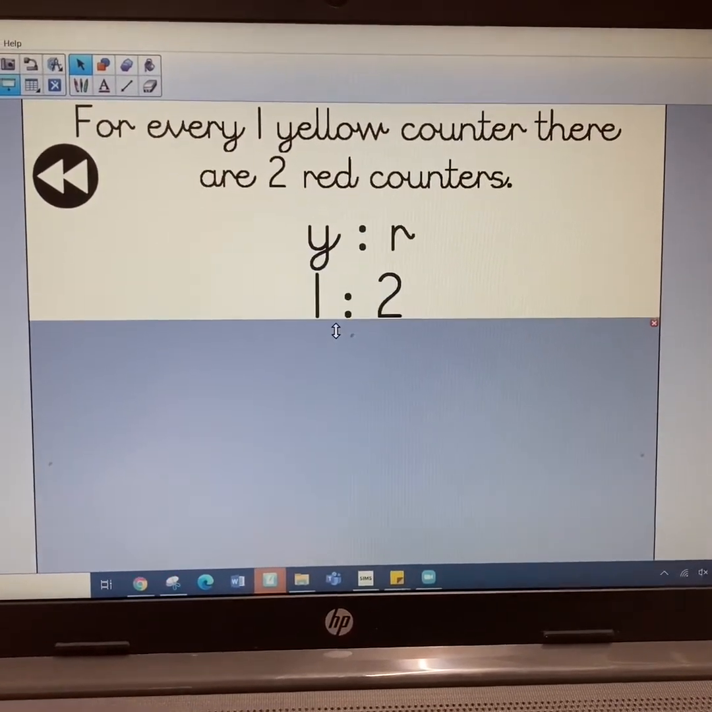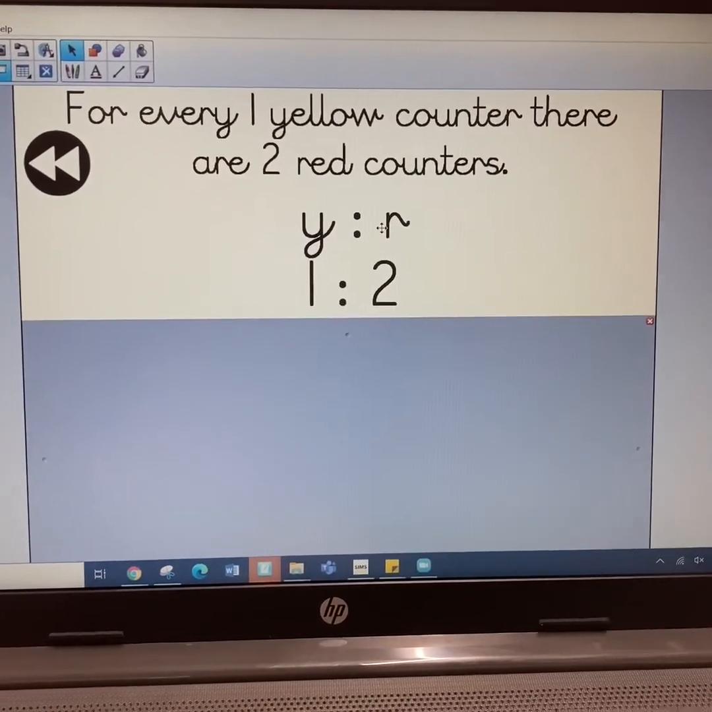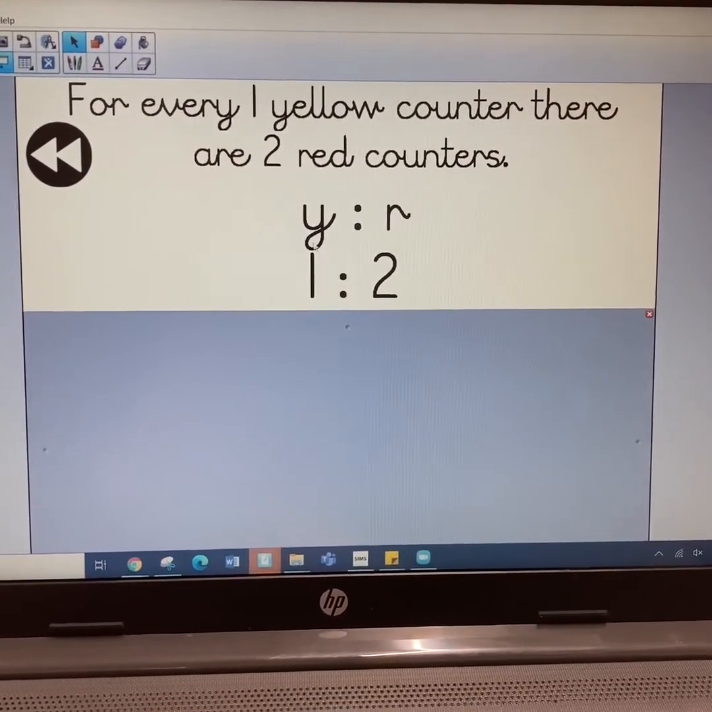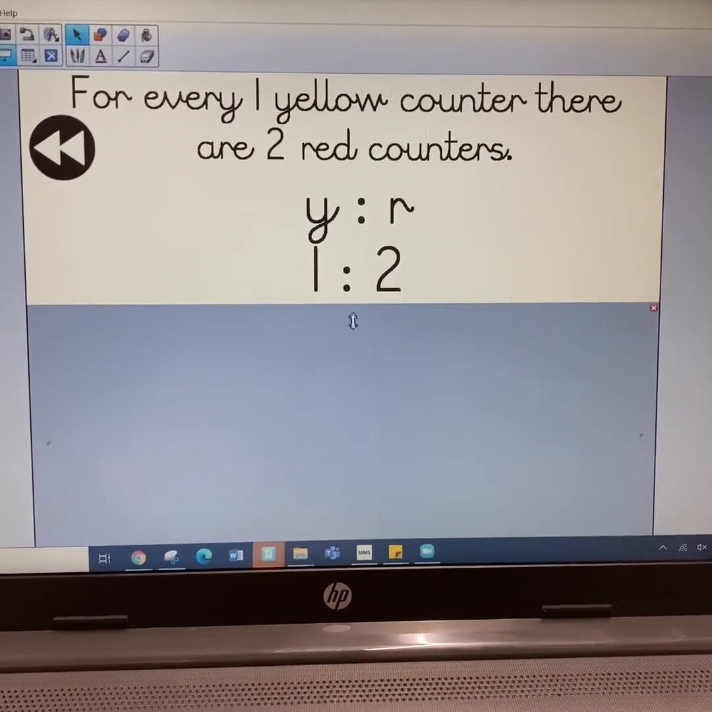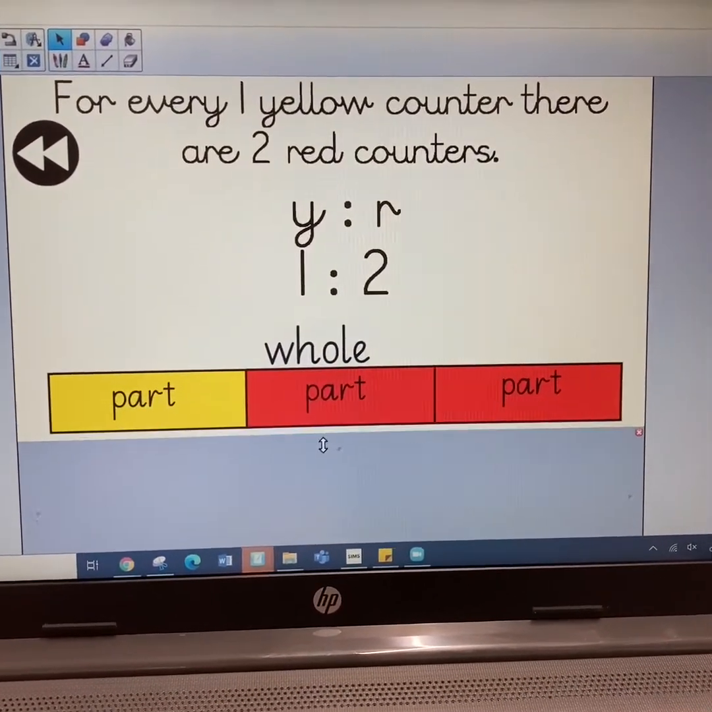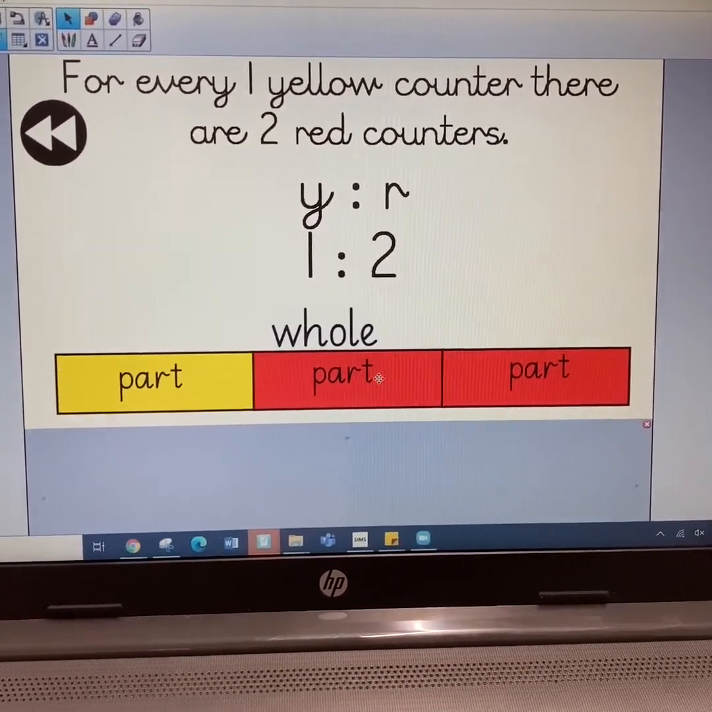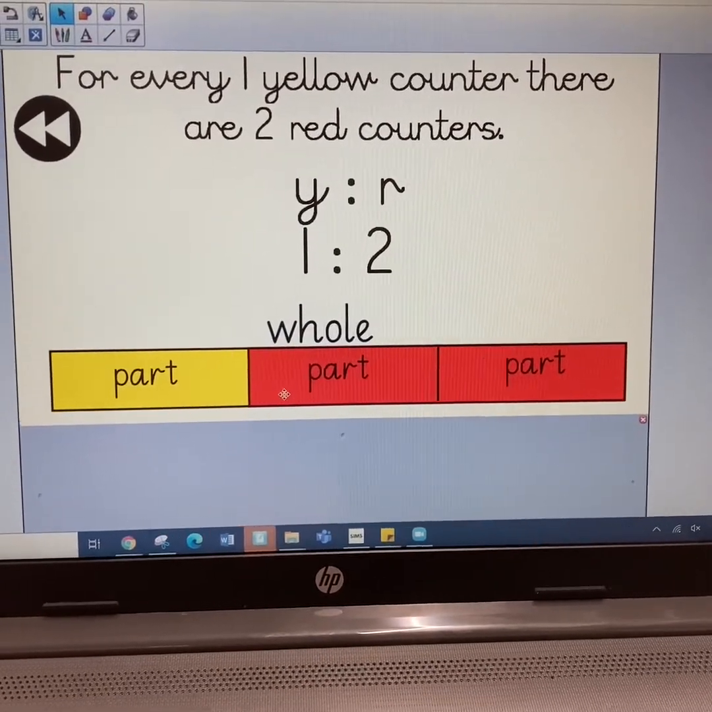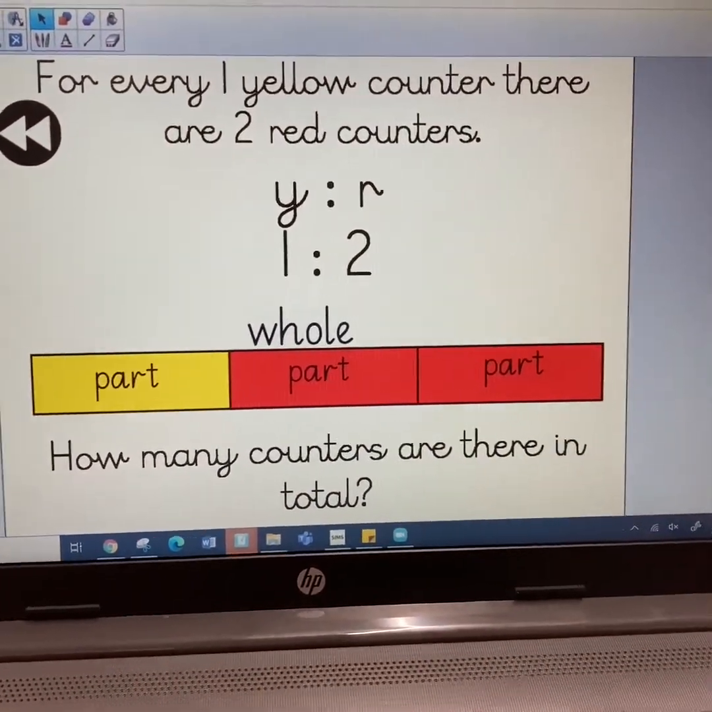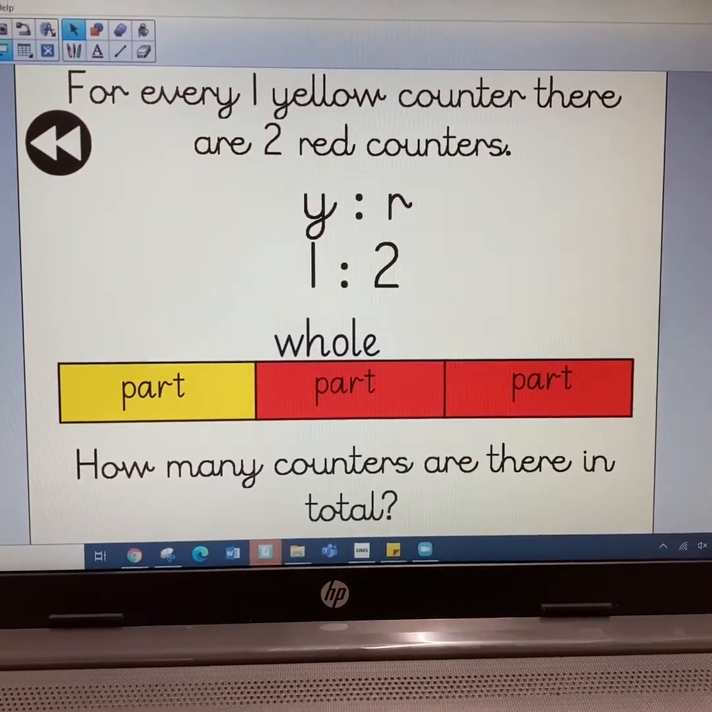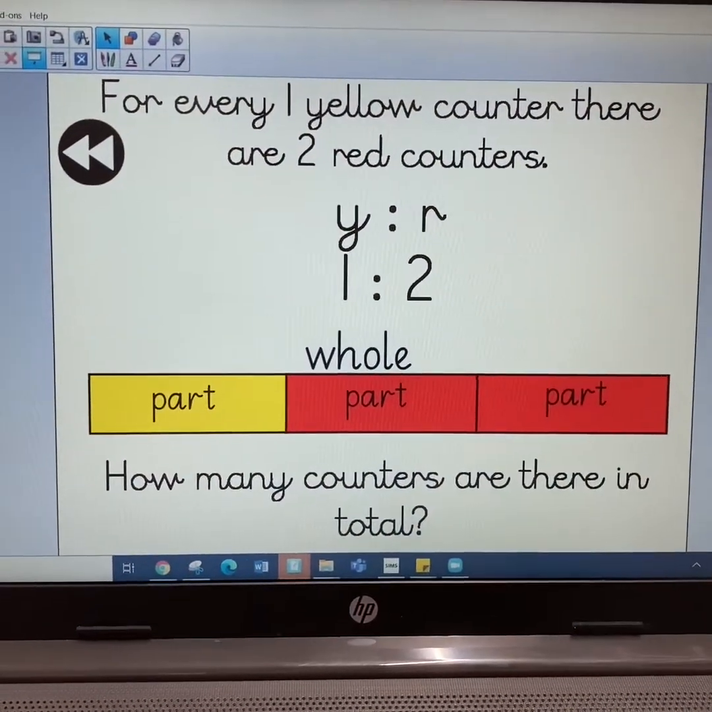Okay, so I've written Y and R for yellow and red so I don't get confused. And it's one yellow counter for every two red counters. So here it is as a part-part whole model. So I've got 1 part yellow for every 2 parts red. So how many counters are there in total? How many parts have I got altogether? Well, I've got 1, 2, 3 parts. So altogether, I've got 3 counters.